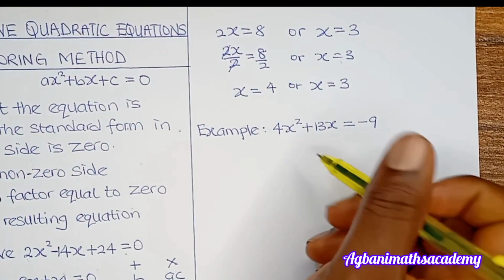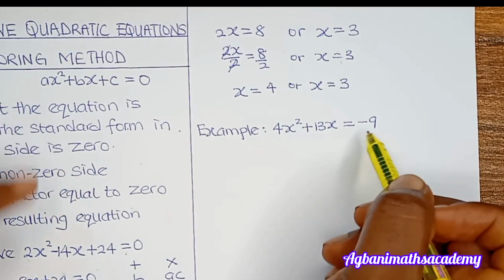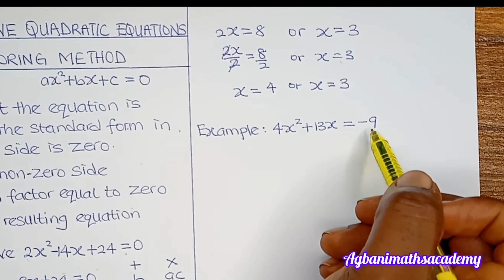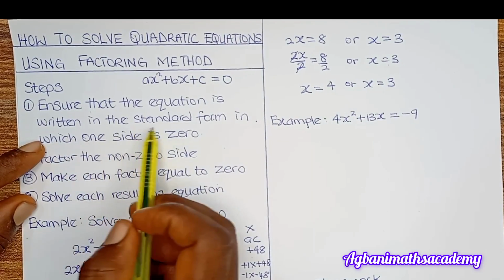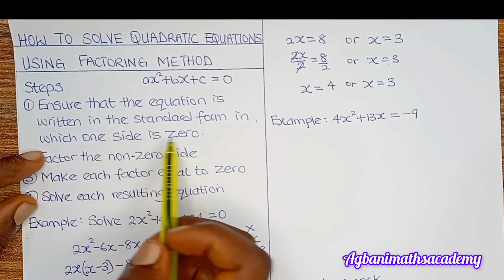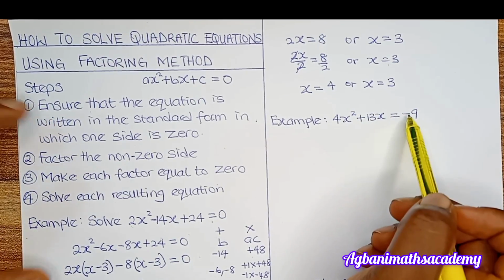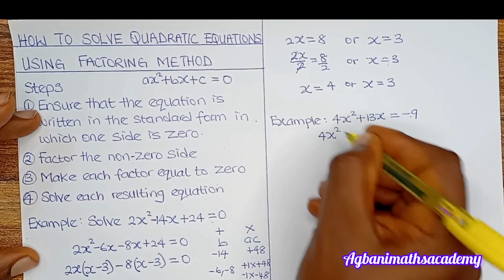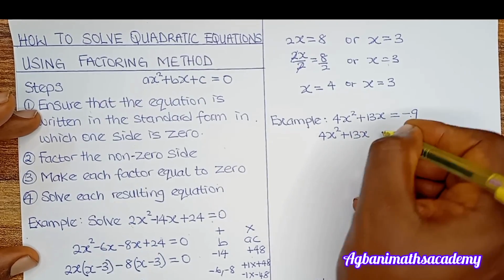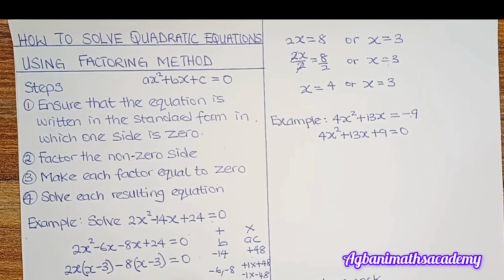Let's try the same method on this particular question. But in this case, we can see that on the right, we have a non-zero digit. And remember, the first step says ensure the equation is written in the standard form in which one side is equal to 0. So since here is not equal to 0, we have to move minus 4 to the left side. When it crosses over to the left side, the minus sign becomes plus. So this will be 4x squared plus 13x plus 9 is equal to 0. So we have been able to achieve the first step, which is writing the quadratic equation in the standard form.